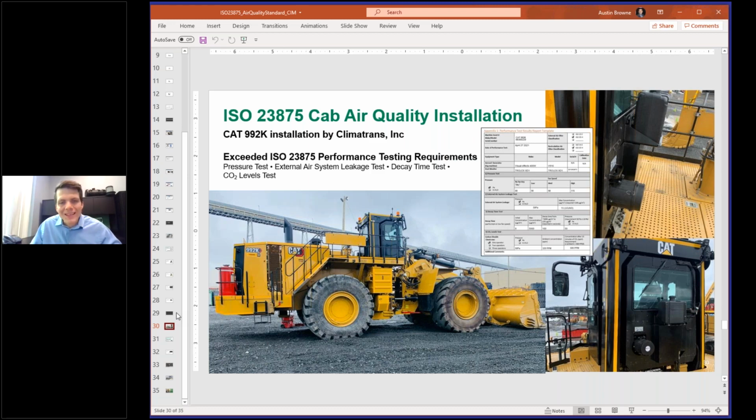And then the last test was the CO2 test. The CO2 requirements call out ambient, which is the environmental CO2, plus 400. So the ambient CO2 concentration on this site was 320. When you add the 400, it gets to 720. This installation actually averaged right at 500 parts per million from a CO2 test performance, allowing this to be certified as a 23875 compliant installation from an air quality standpoint.